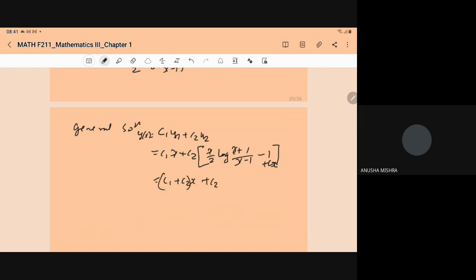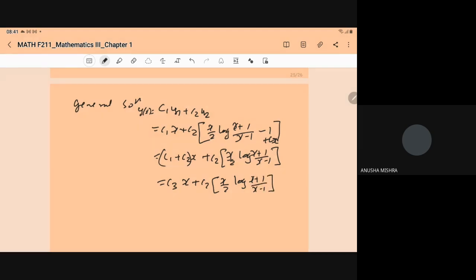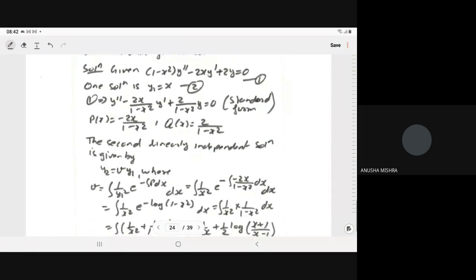So ultimately you will get c1 plus c2 x plus c2 x by 2 log of x plus 1 upon x minus 1. And c1 plus c2, you assume let it be c3, x plus c2 x by 2 log of x plus 1 upon x minus 1. The same thing will come. So whatever extra constant there is will come in the first solution. That's why, just to ease the computation, we avoid writing the constant of integration here.